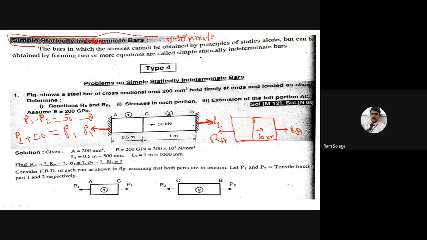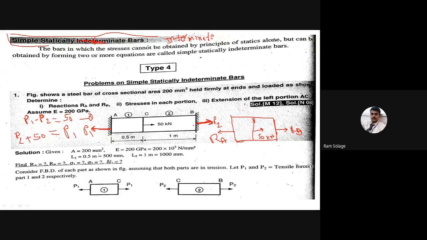Now see here how to solve this problem in type number 4. Already we have seen type number 1, type number 2, and type number 3. Once again, I will revise them. In type number 1, only a single bar is shown, and we are calculating the value of sigma and delta L. That is, sigma is equal to P upon A, delta L is equal to PL upon AE.